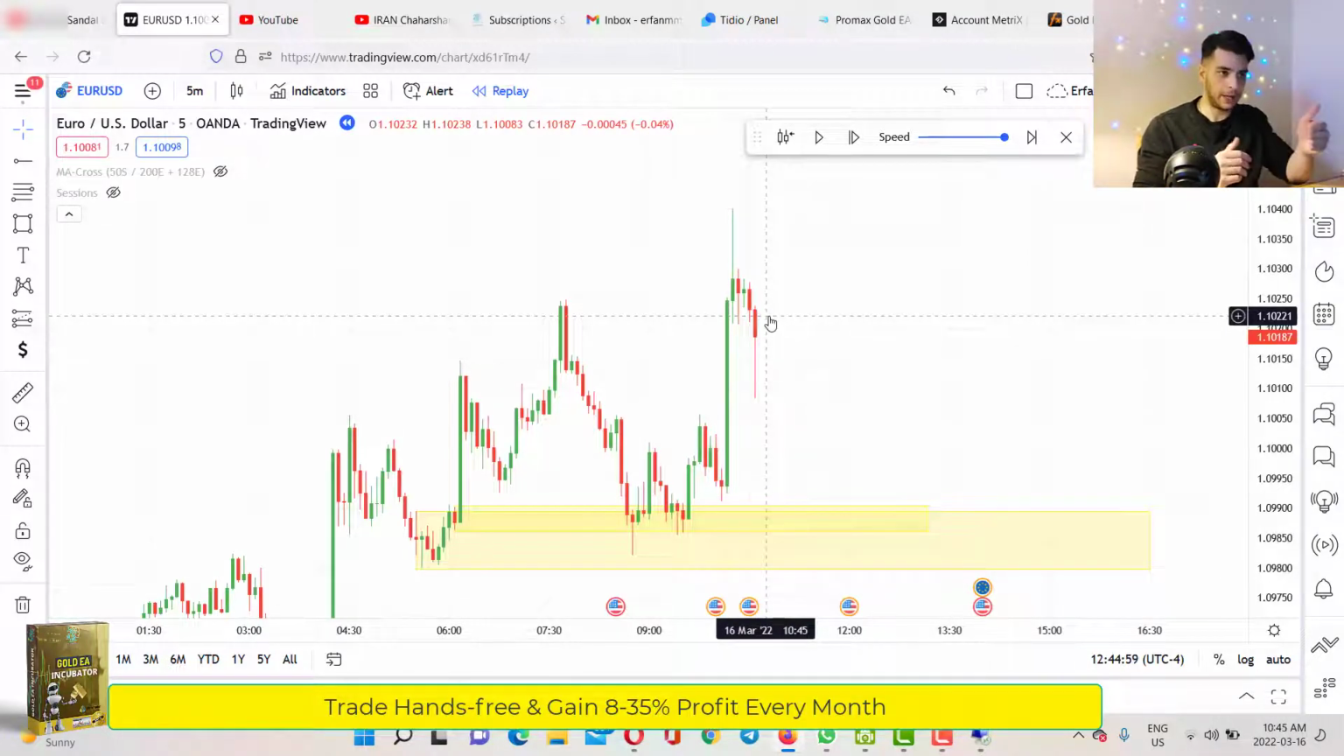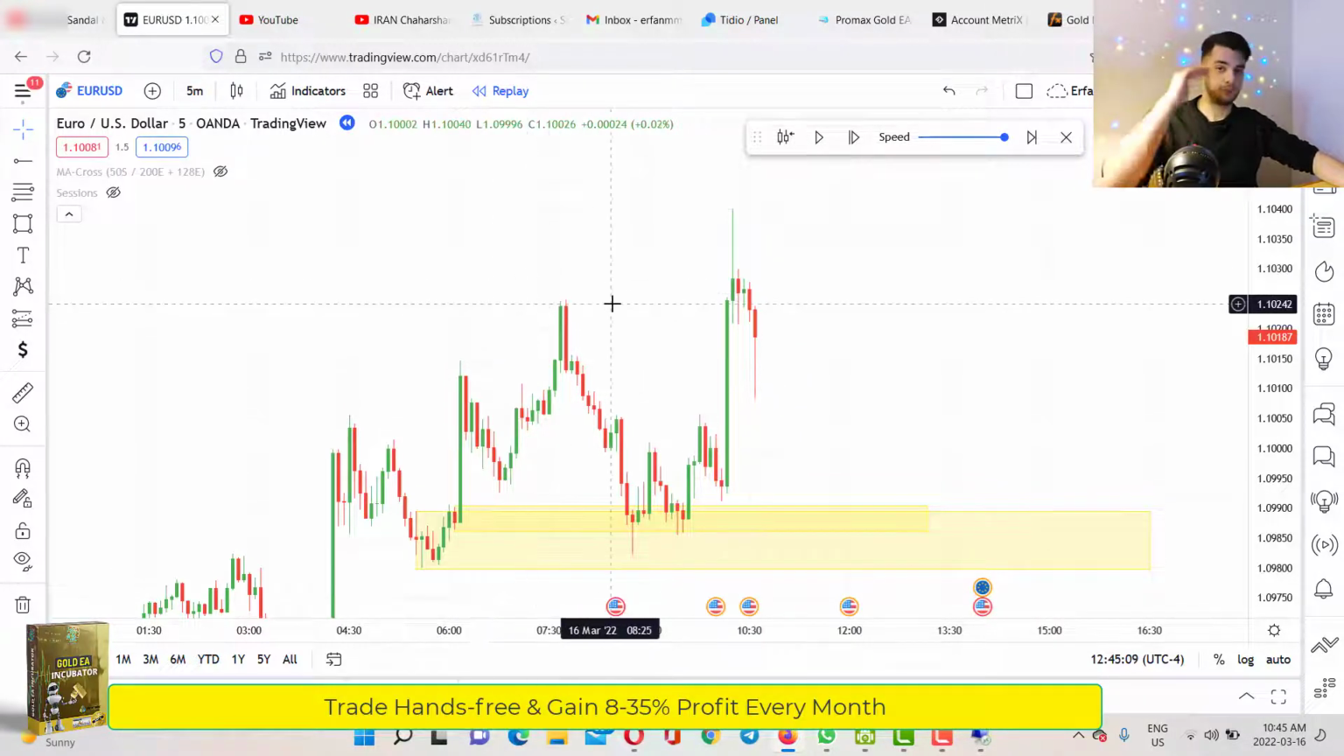So 1.5 in total, you have 3. And then close the first one after it smashes your first TP, which is 1-to-1, and then leave the second one as a runner, and you can close it somewhere around here, like the swing high, and then move your stop loss to break even. Beautiful trade. And that's how you can do it, guys.